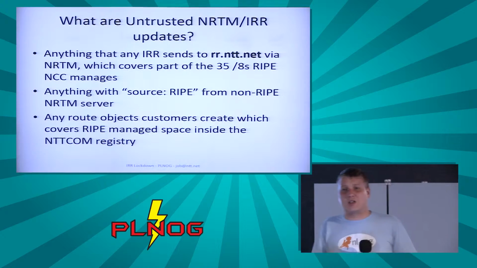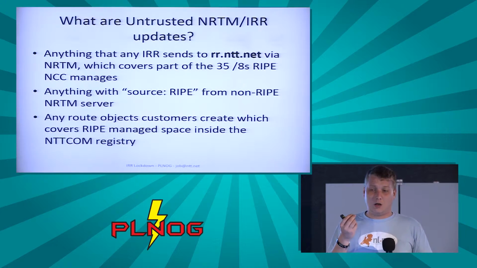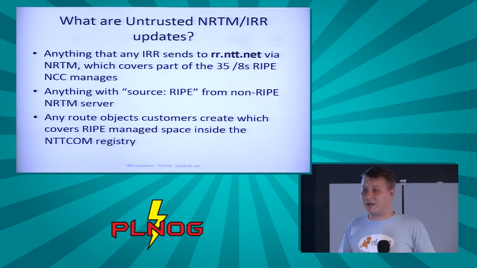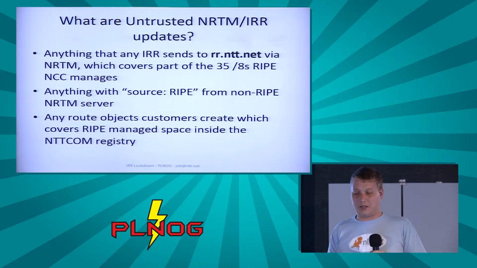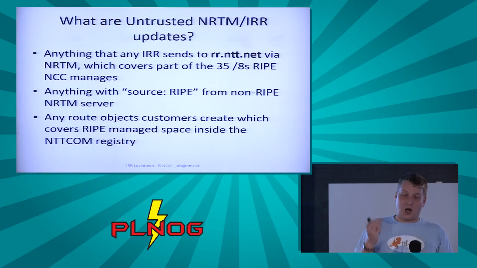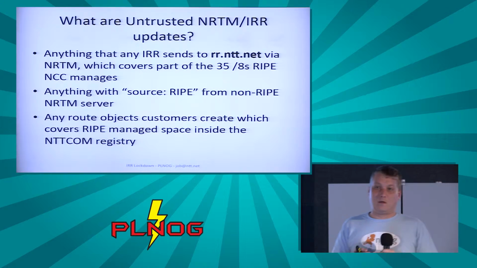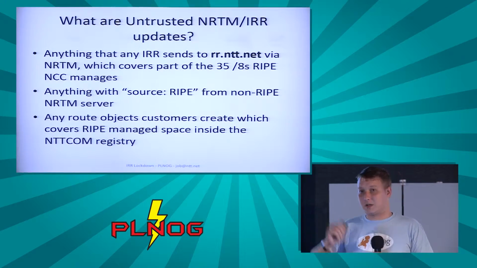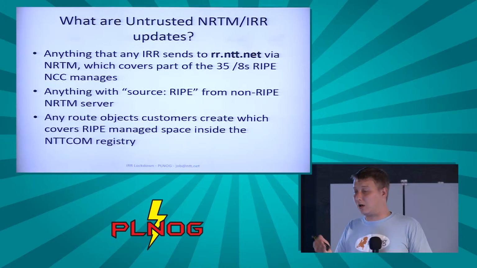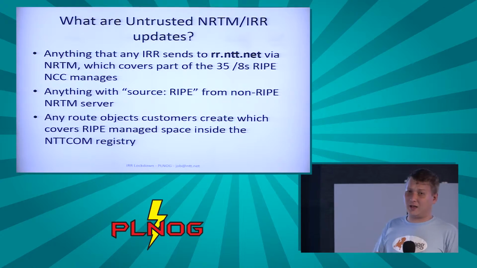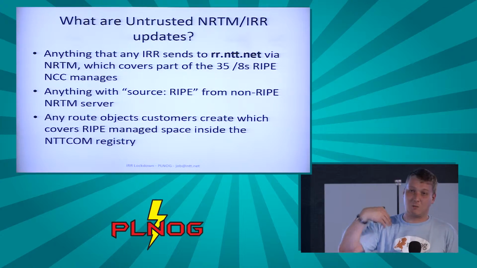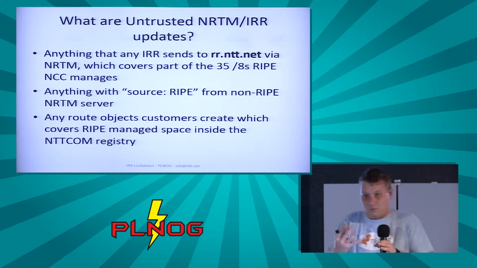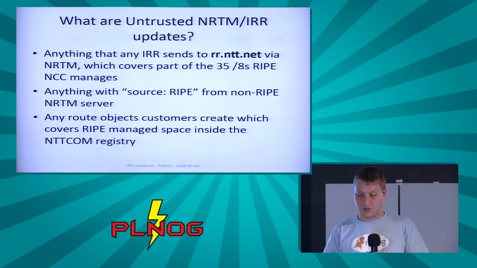If you look at the IRR system, what in essence happens is we have a service called rr.ntt.net, and this is an instance of software that communicates with different IRR databases. Untrusted IRR updates would be, for instance, the daily dumps that our software loads from different IRRs, or a protocol called NRTM. This is a protocol between internet routing registries on which they replicate the data which they received from their end users.